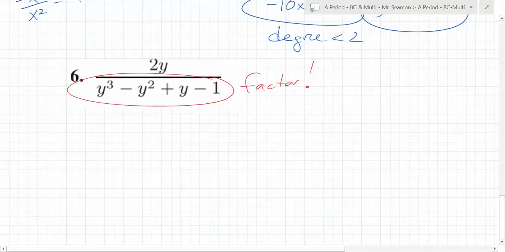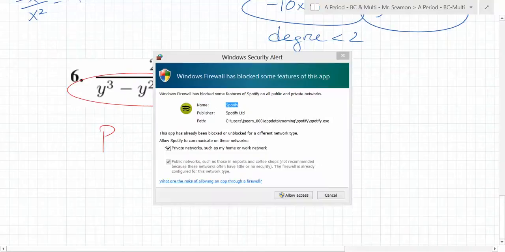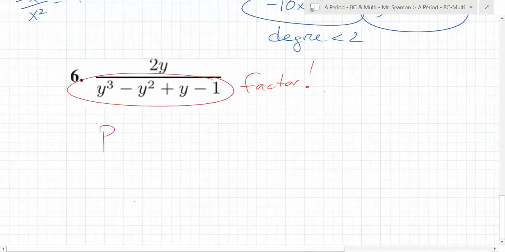And that's probably why you asked about this. How do you factor this without just looking at it? Long division. There's a way. There is a system. So you separate it into y to the third minus y squared and y minus 1.